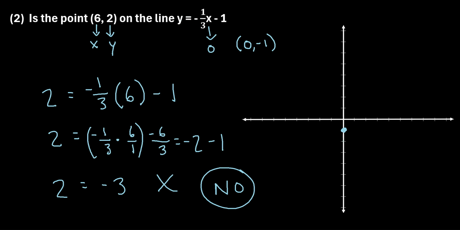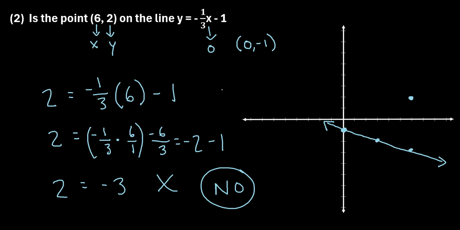So we go down 1 and then to the right 3 to plot a point. And if we wanted to, we could do it again, go down 1 and to the right 3, right about here. And we could make a rough sketch of this line. And we would see that the point (6, 2), let's see where that is. 1, 2, 3, 4, 5, 6, up 2. That's right about here. That's nowhere close to being on this line. So that confirms that the point does not lie on the line.